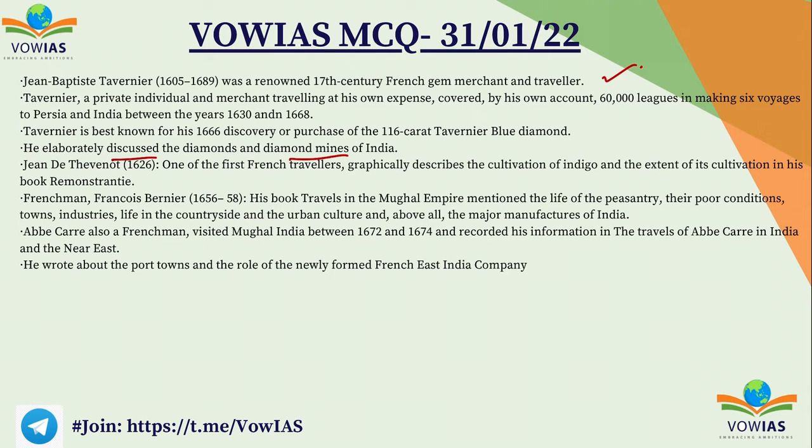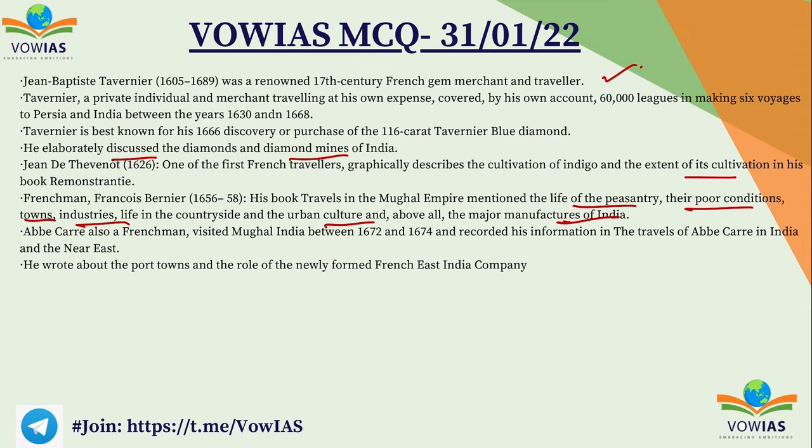Jean de Thevenot is one of the first French travelers who graphically described the cultivation of indigo and the extent of its cultivation in his book. Frenchman Francois Bernier, in his book Travels in the Mughal Empire, mentioned the life of the peasantry, their poor conditions, towns, industries, life in the countryside and urban culture, and above all the major manufacturers of India.